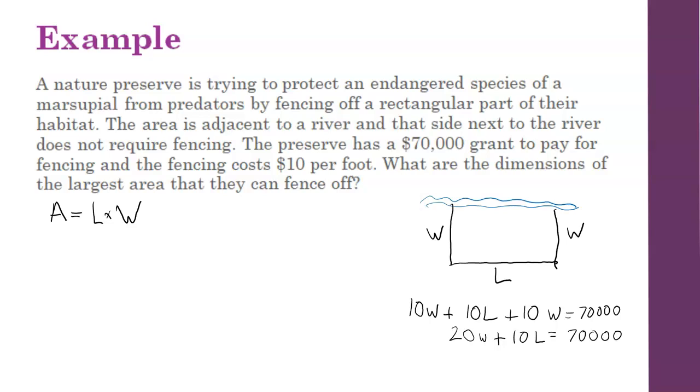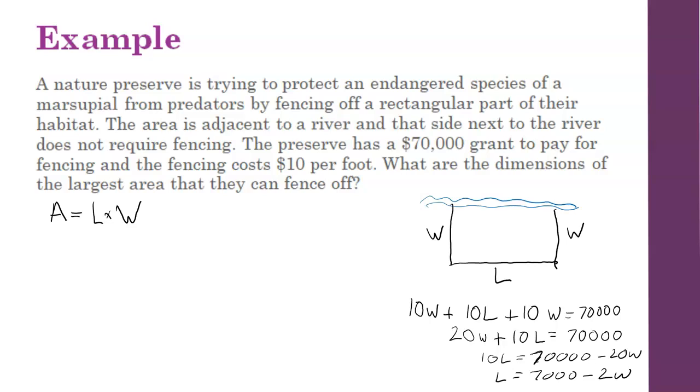If you try to solve it for W, you have to divide by 20. And 20 doesn't divide into 10 evenly. You're going to have a fraction. But if I solve for L, I have to divide everything by 10. And 10 does divide into all my numbers. So it's going to give me nicer numbers to work with. So I'm going to solve this for L. So I get 10L is equal to 70,000 minus 20W. Divide everything by 10. I get L equals 7,000 minus 2W.